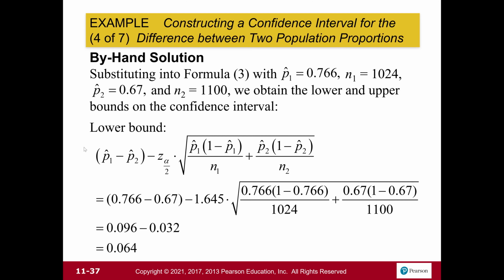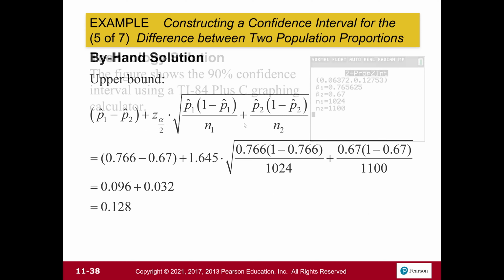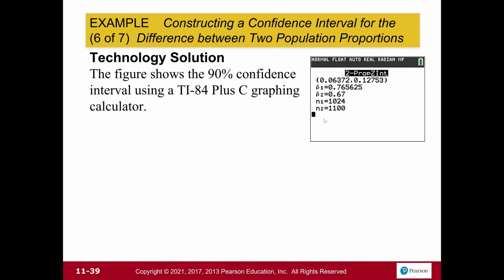So here it is. The lower bound, we do p hat 1 minus p hat 2 minus this. And then p hat 1 minus p hat 2 plus this. And we actually get our confidence interval.